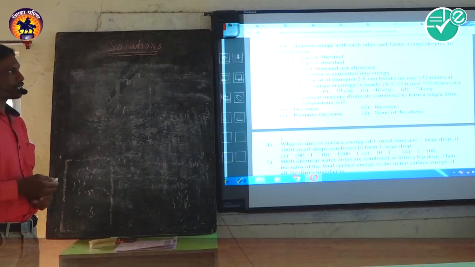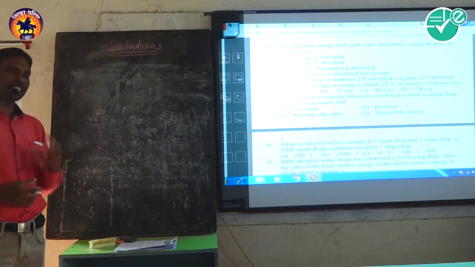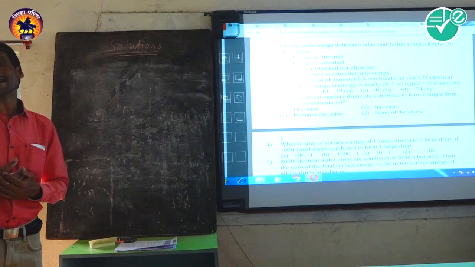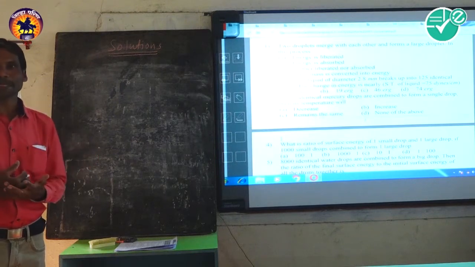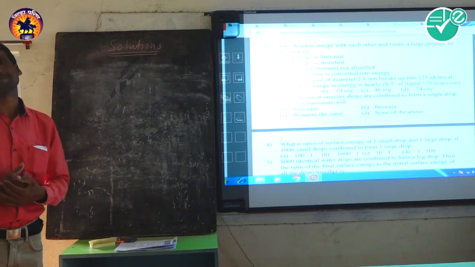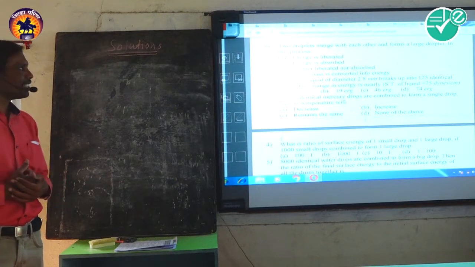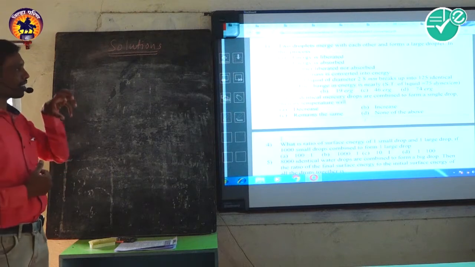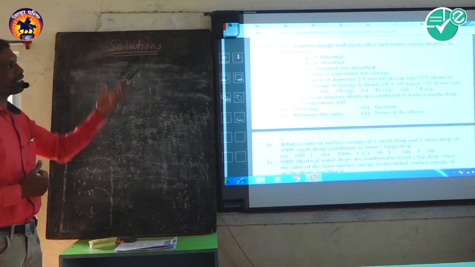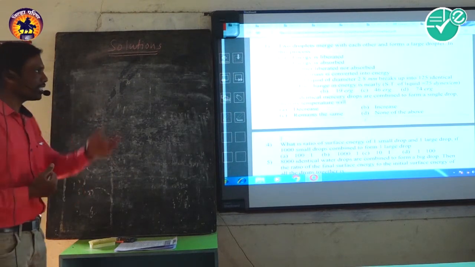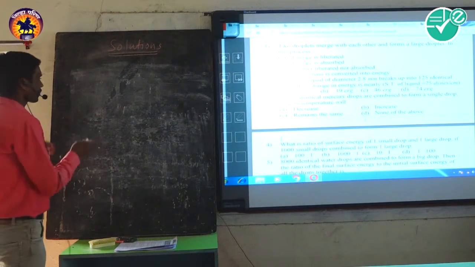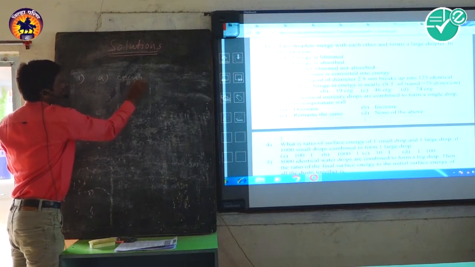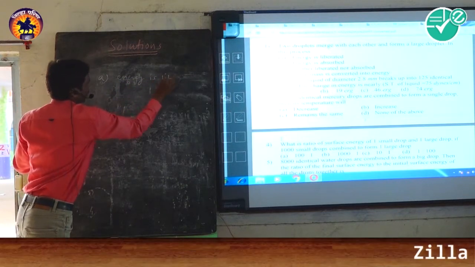Here the two droplets are merged to form a single drop. In this process, the surface area decreases. Since the surface area decreases, work is done by the force of surface tension. It means the energy is released in this process. So option 1 is correct, energy released or liberated.